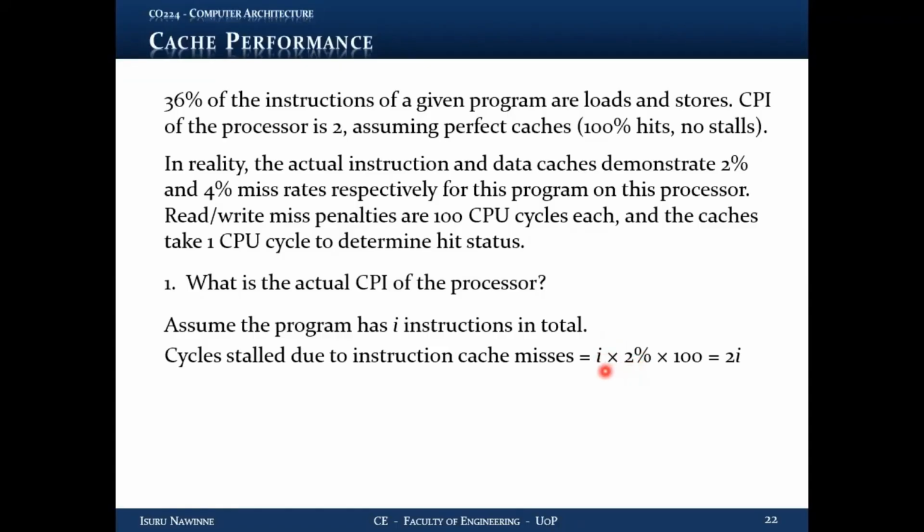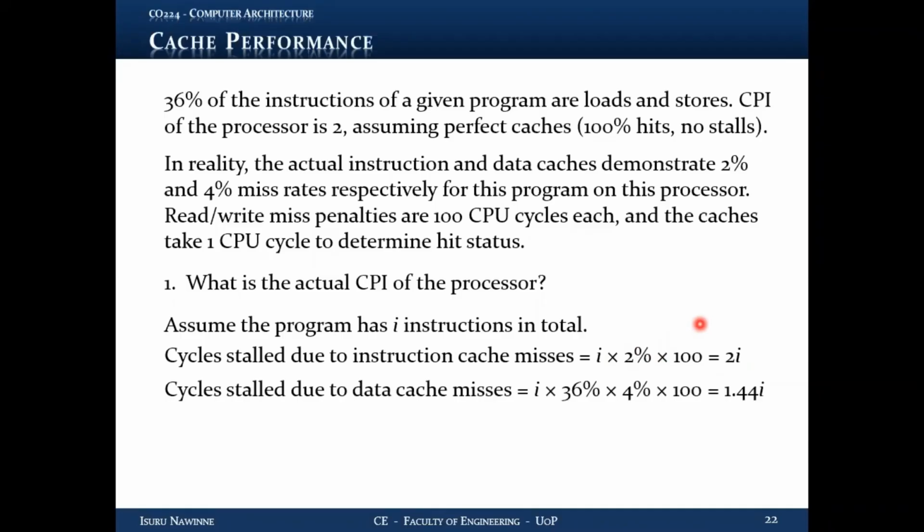So 2% of those instructions are going to be misses. For each of the misses, you are going to stall the CPU for 100 clock cycles until the missing data is fetched from the memory, right? So 2 times I clock cycles are going to be stalls due to instruction cache misses, right?